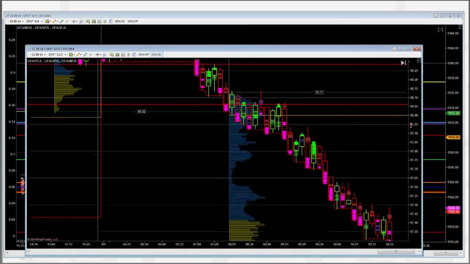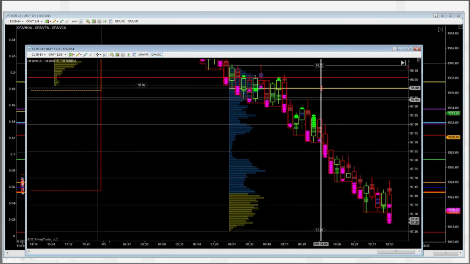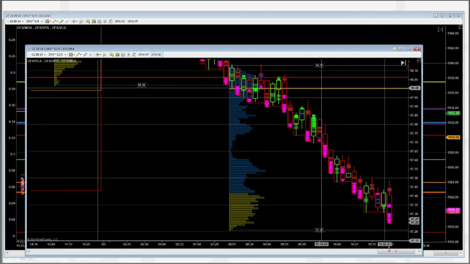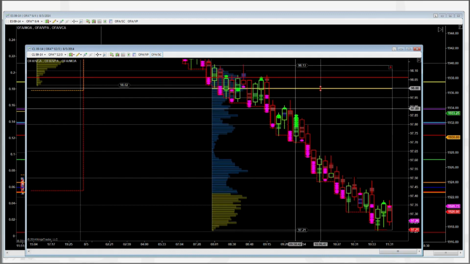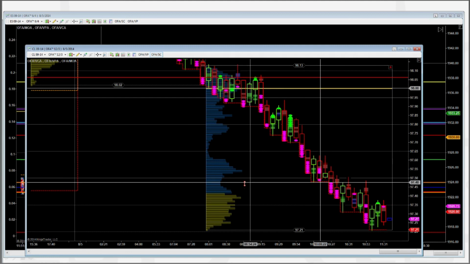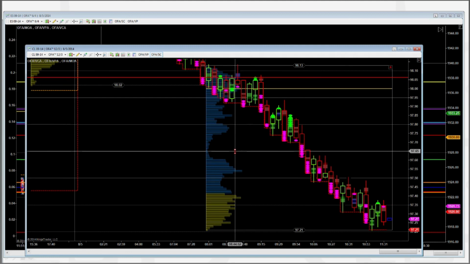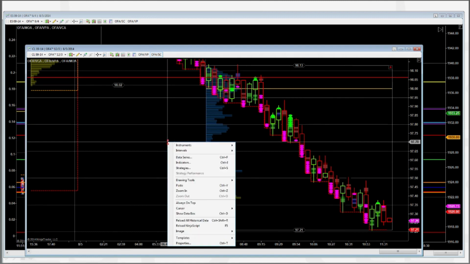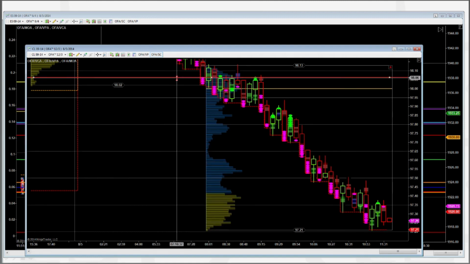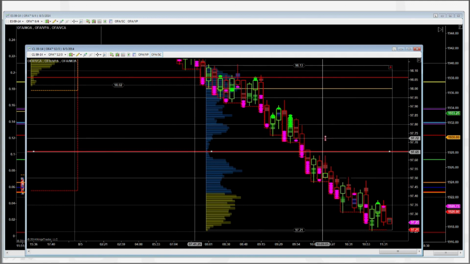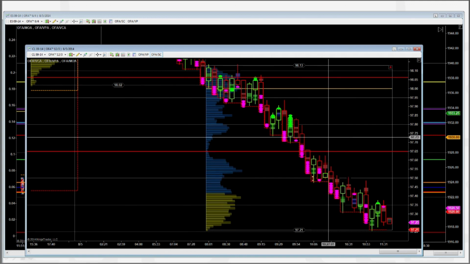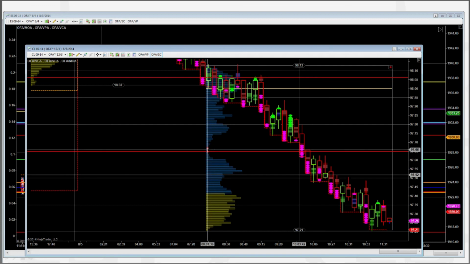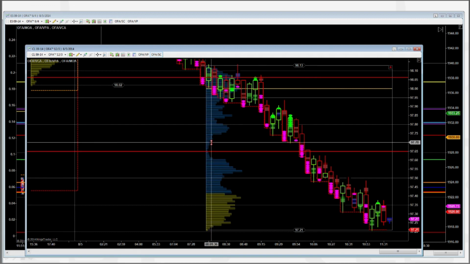And we have not seen this VPOC at all for the remainder of the day. Another low volume area right here. Price moved lower. This is where you had likely a finish. Actually, the finish was probably right here.